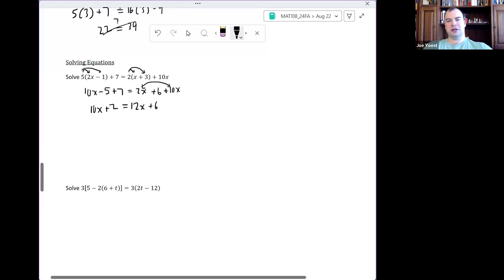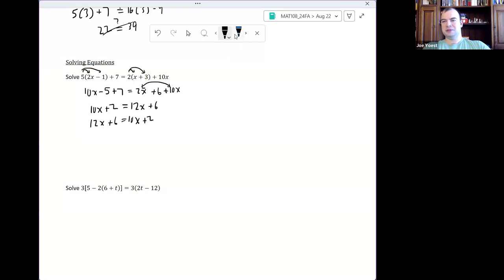And maybe at this point, I'll switch these around. I'll make it 12x plus 6 equals 10x plus 2. If I have a equals b, I can switch that to b equals a. That's no problem. So that puts my bigger coefficient on the left side. The coefficient is the number that multiplies x. Now I want to get my variable term isolated. I want number times x equals number. That's my end goal.